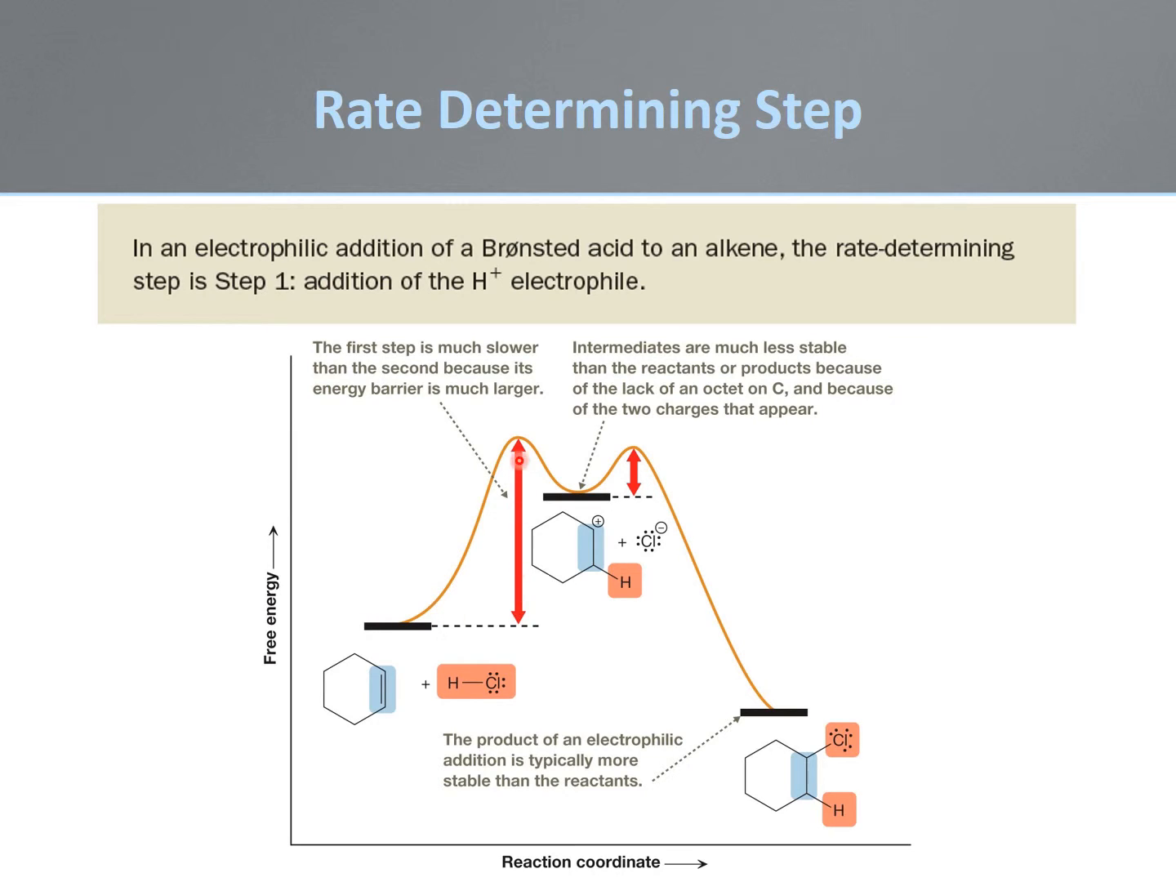energy. In the second step of the addition, a new sigma bond is formed and the charges are eliminated, leading to a product that is more stable than the intermediate. This exergonic step would be expected to have a relatively low transition state energy. Note that the product of an addition reaction is typically lower in energy than the reactants. This reflects the replacement of one sigma bond and a relatively weak pi bond with two new sigma bonds.